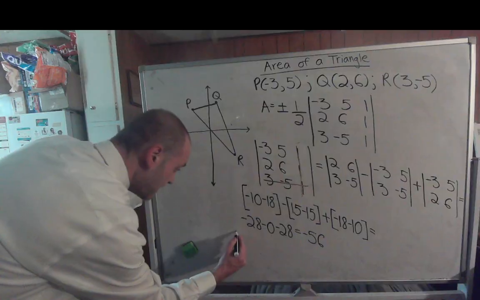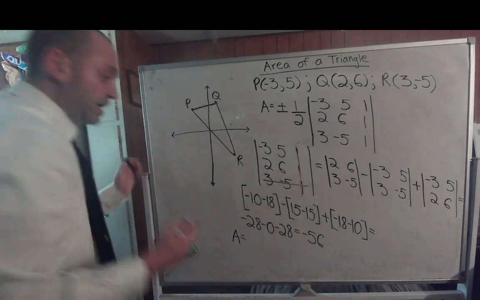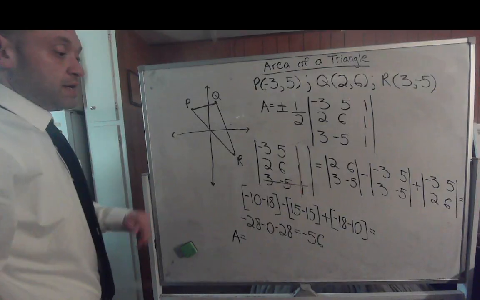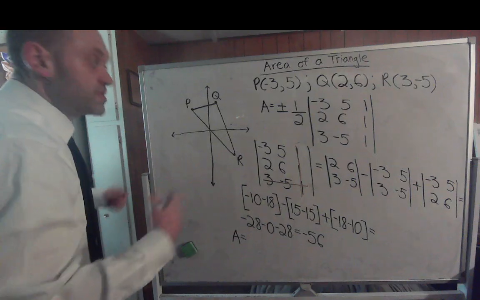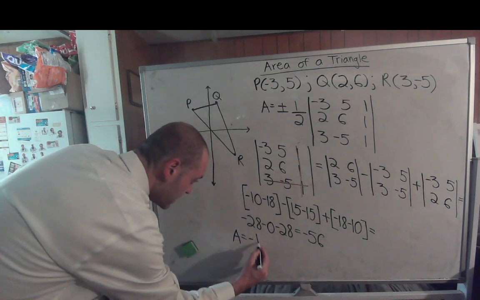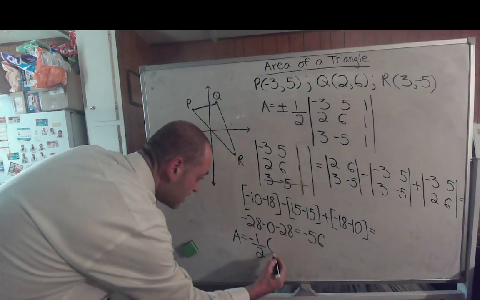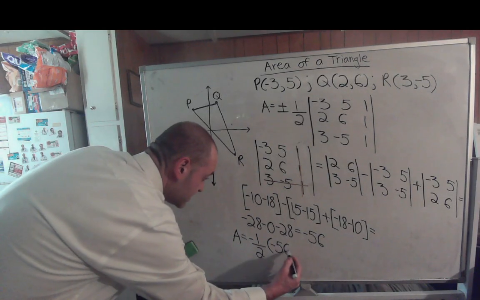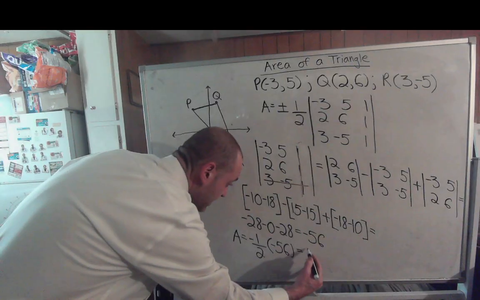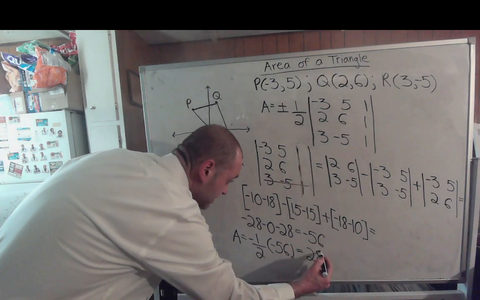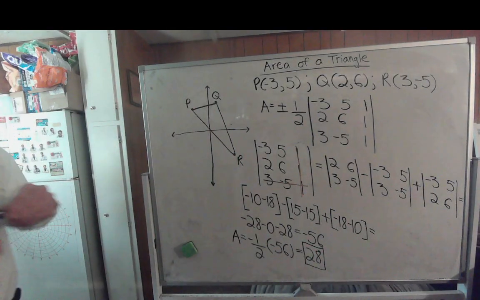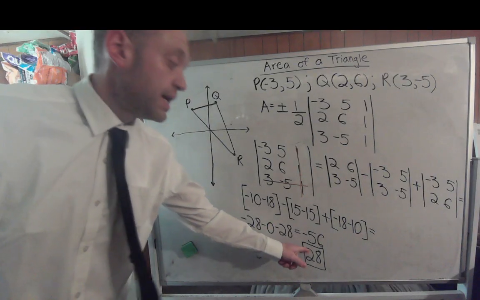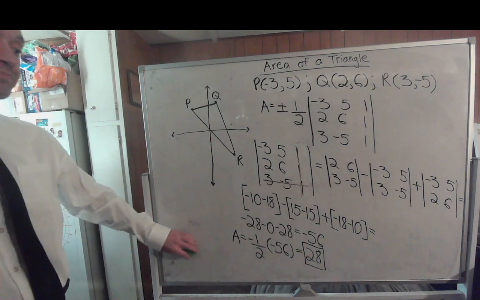Now that means that area is going to equal what? Well, since our determinant's negative, we need to take the negative 1/2 to make the area positive. So we'll take negative 1/2 times negative 56, which would give us an area of positive 28 square units. So the area of triangle PQR would be 28 square units.